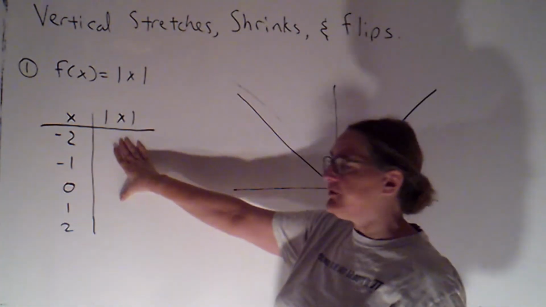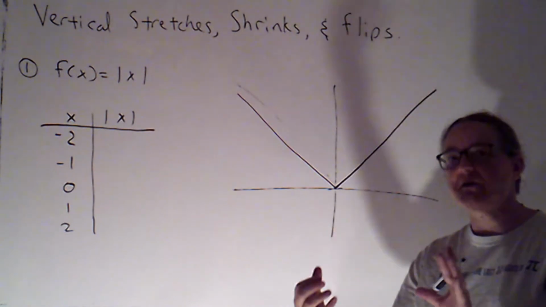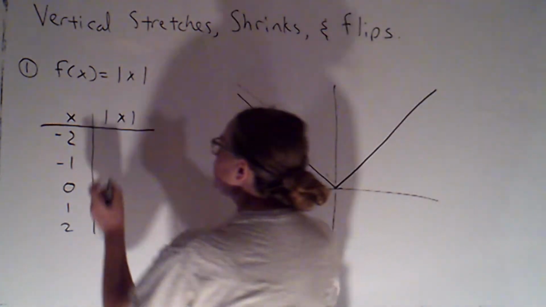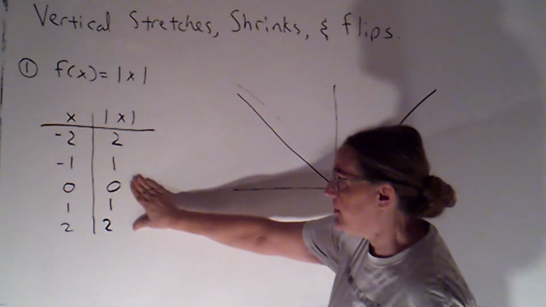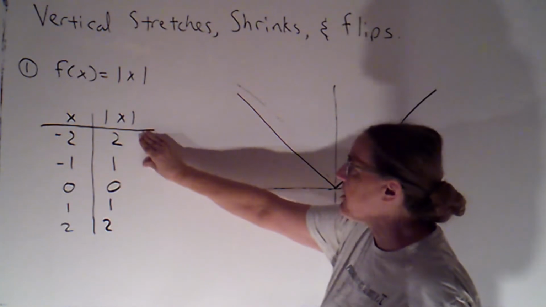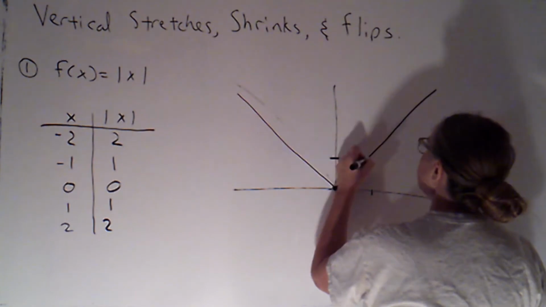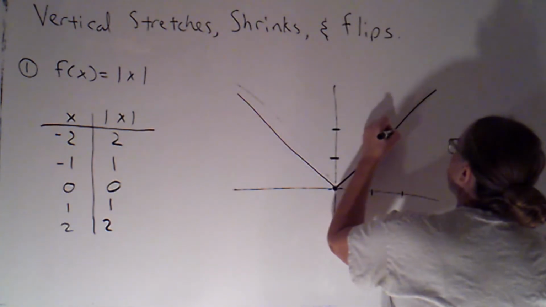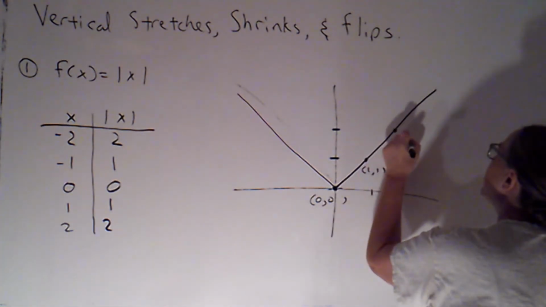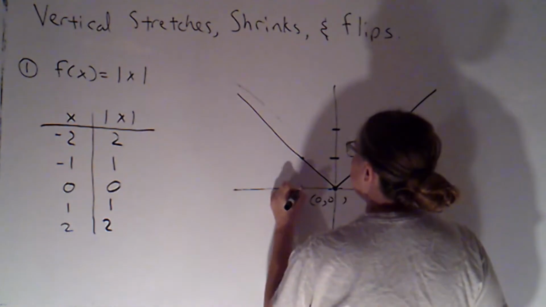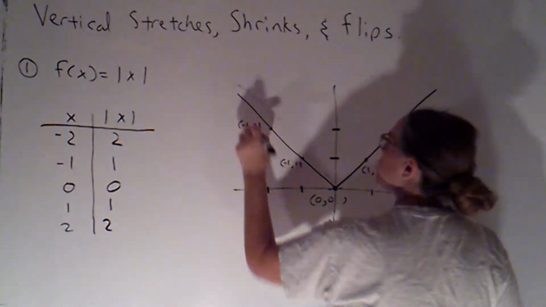I'm going to use the table of values just because I want to keep track of some points to see what happens when I modify the formula for the function. Of course, the absolute value of any number is that number if it's not negative, and just the opposite of that number if it is negative. So I'll mark off those points here. The vertex was at the origin, 0, 0. Here's my point 1, 1, 2, 2, -1, 1, and -1, 2.